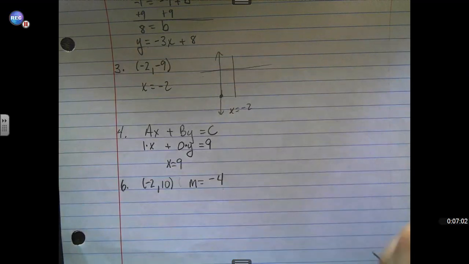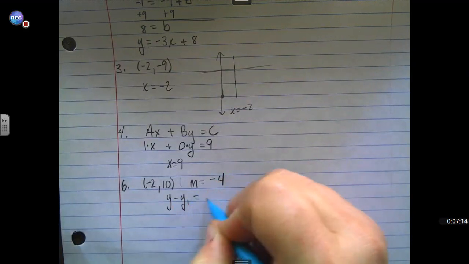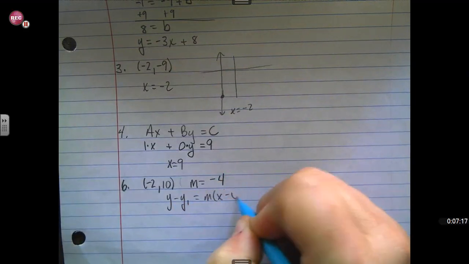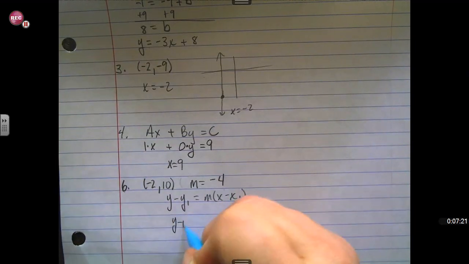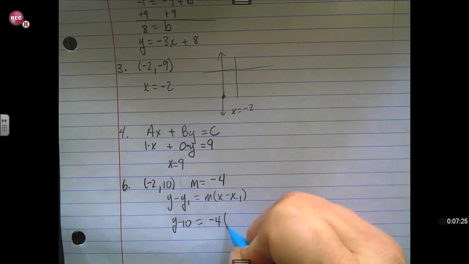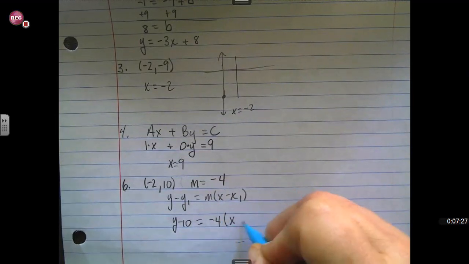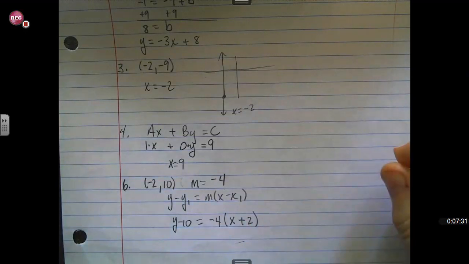All we have to do is plug it into point slope form, which again is y minus y1 equals m times x minus x1. So I plug in the point, you get y minus 10 equals the slope, which is -4, times the quantity x minus -2, which is x plus 2. And that's all they're looking for.